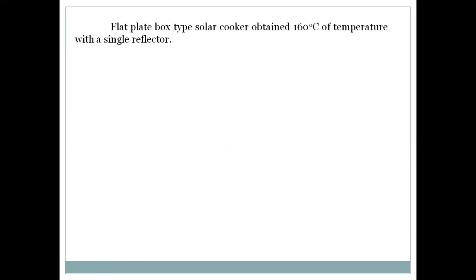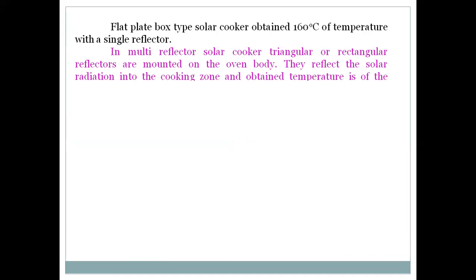In the flat plate box type solar cooker, we obtain a temperature of up to 160 degrees Celsius with a single reflector. In the multiple reflector type, there are a number of reflectors, most probably two or three. They are shaped as a triangle or rectangle, so the temperature increases up to 200 degrees Celsius in the cooking zone. The temperature increase means the cooking time decreases.